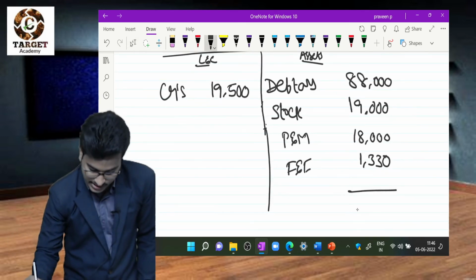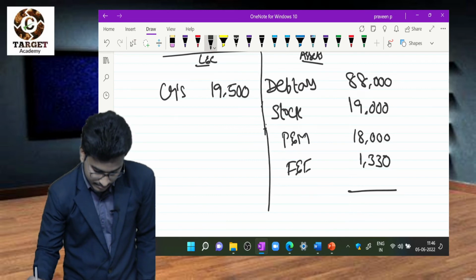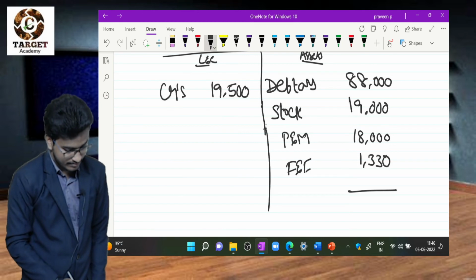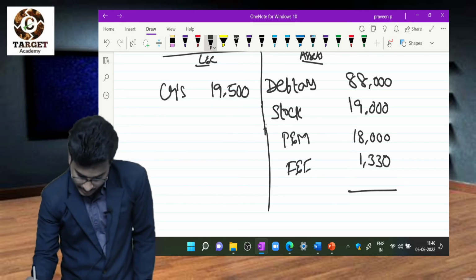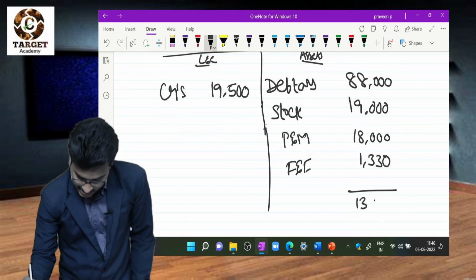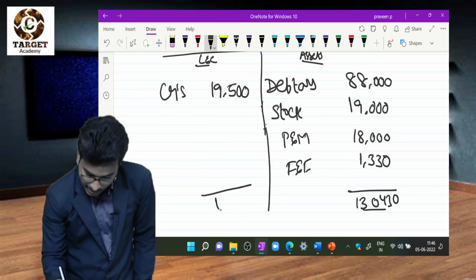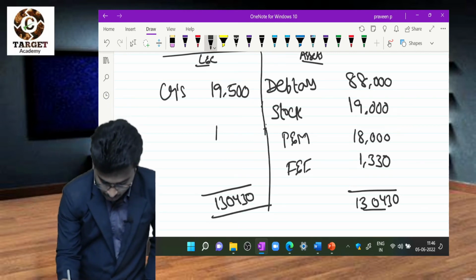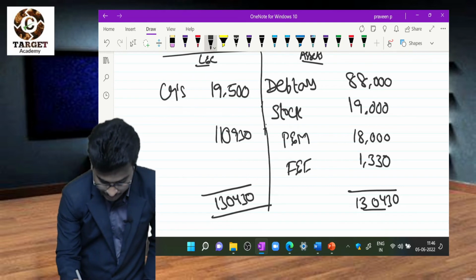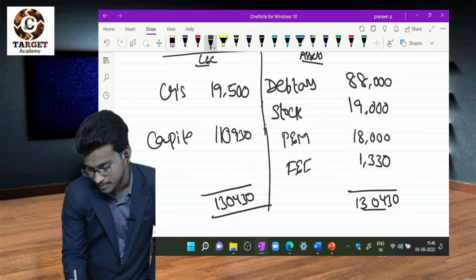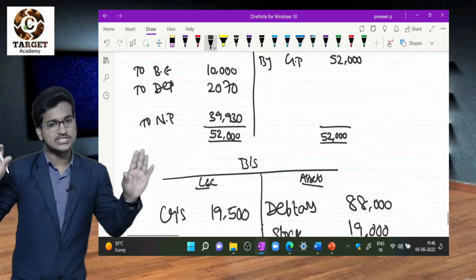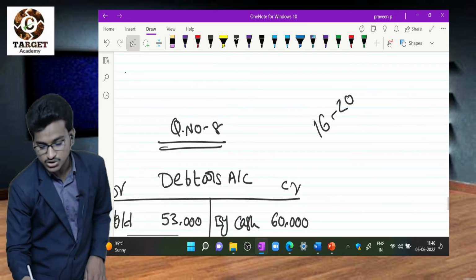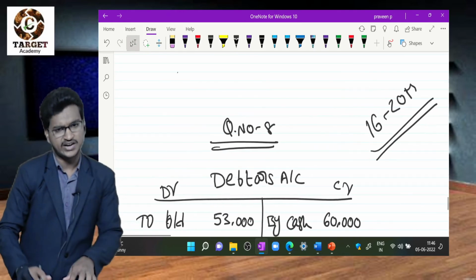Just close the balance sheet. Total is 1,30,430. Tell me the balancing figure: 110,930. What is this? Closing capital. Yes, the problem is completed. Believe me, this is a 16 to 20 marks question. Simple. Is there any difficulty?